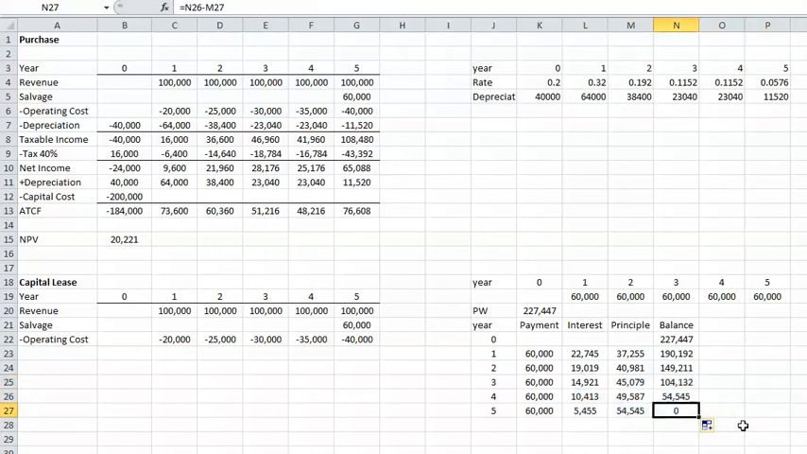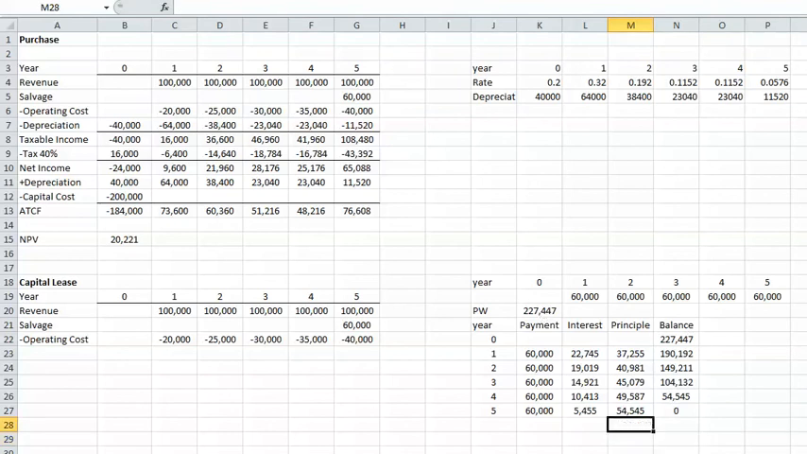And again, this cell is the double check cell. If we calculate everything correctly, the balance of the last year should equal 0. And if I calculate the summation of all these principal portions, it should be exactly the same as the first balance, the present value of all these payments.